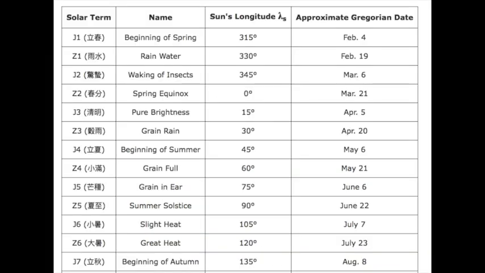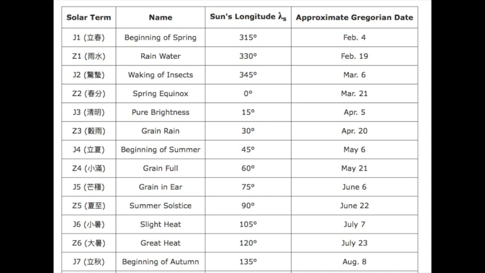Okay, here's the table. Solar term J1, beginning of spring. Sun's longitude 315. If you remember, 153 is equal to Father plus Jesus Christ plus body of church. Approximate date is February 4th. So this year is February 4th, the same.